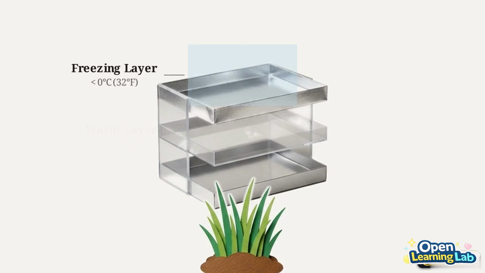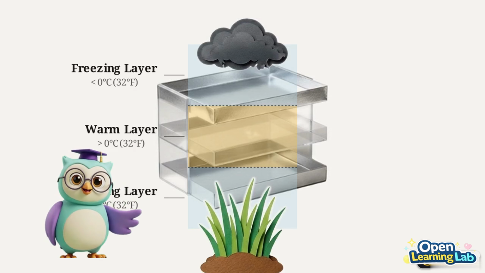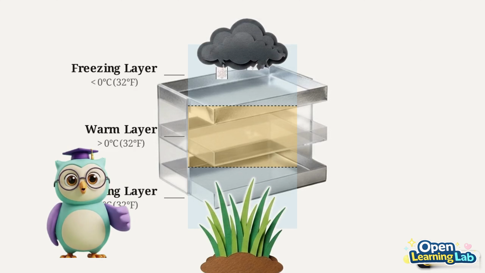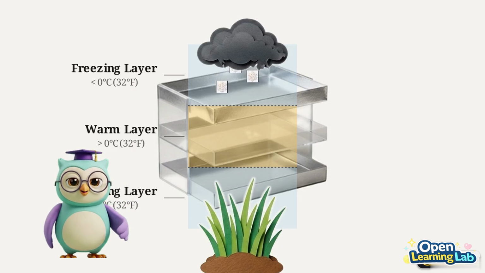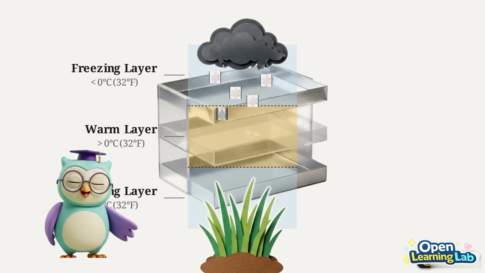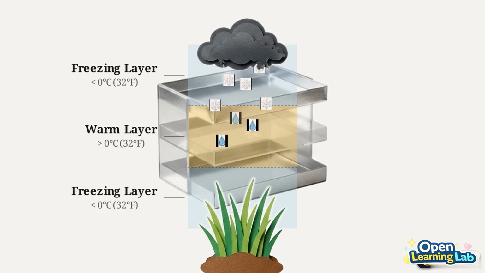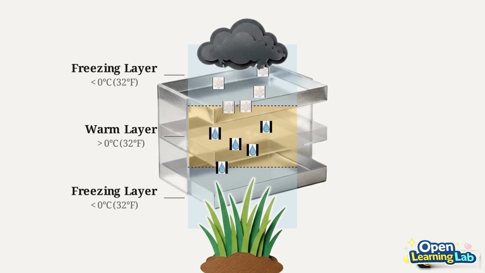A layer is just a band of air at a certain height, like different floors in a tall building. Up on the top floor, high in the clouds, the air is freezing cold. Because the temperature is so low, water up there forms into snowflakes and starts falling toward the ground. But as those snowflakes fall, they drop into the middle band of air. This air is actually warm, so the snowflakes melt entirely and turn into liquid raindrops.